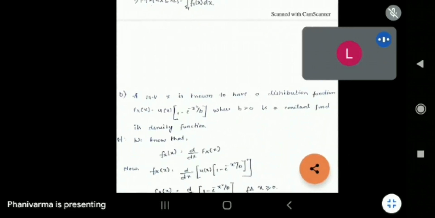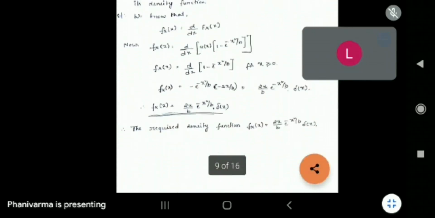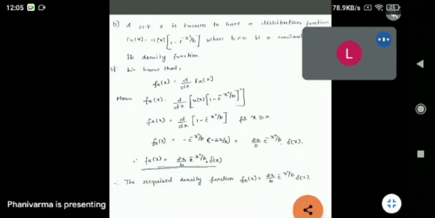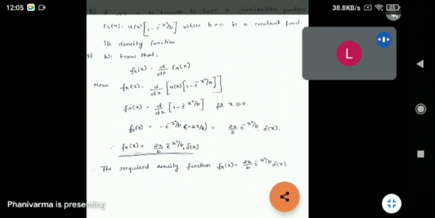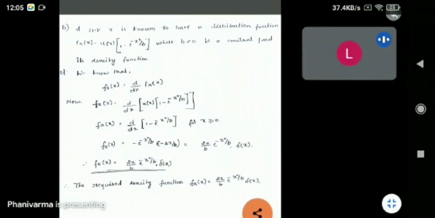Now coming to the next question, we have a random variable X is known to have a distribution function Fx of x is equal to u of x into 1 minus e power minus x square by b, where b is greater than 0 is a constant. Find its density function. So given is a distribution function, and we need to find out the density function. So if a distribution function is given and we need to find out the density function, what we do is it's the differentiation. So we know the formula of density function.